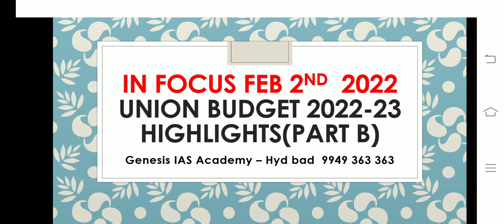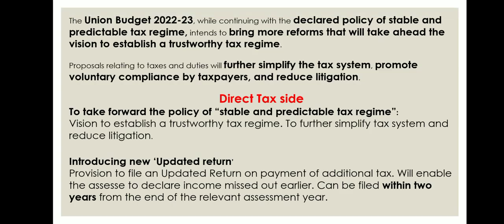Now coming to Part B, that is the taxation part of the budget, which includes both your direct taxes and the indirect taxes. The basic objective of this Part B has been declared as a policy of stable and predictable taxation regime, which intends to bring more reforms that will take ahead the vision to establish a trustworthy tax regime. So this is the basic objective of the taxation part of the budget.